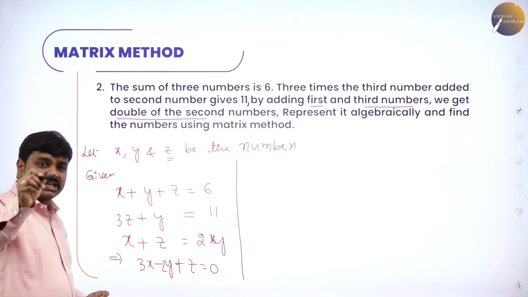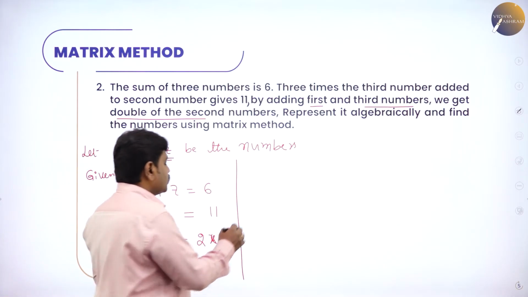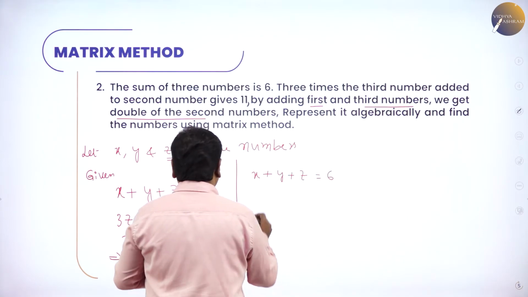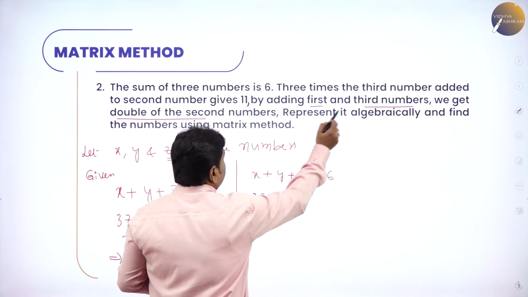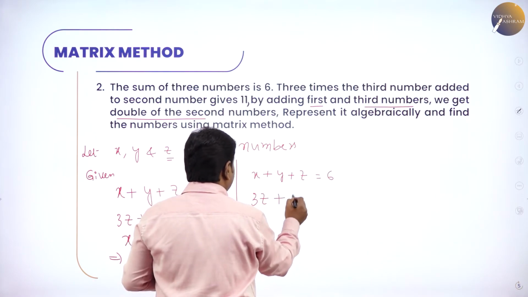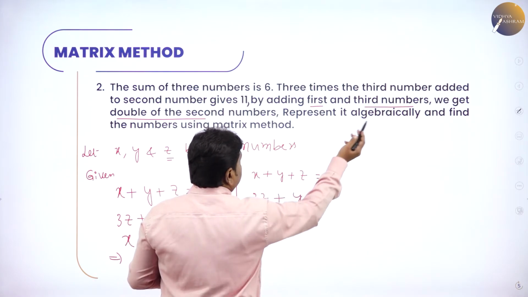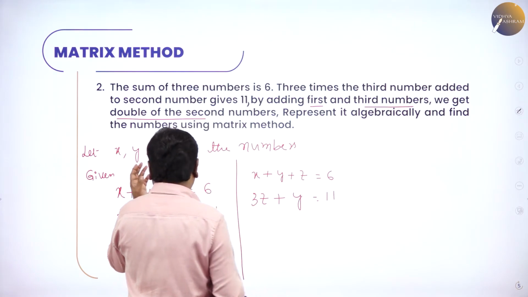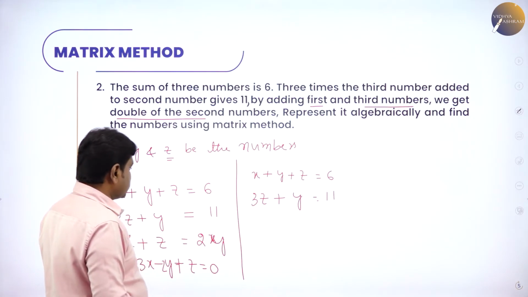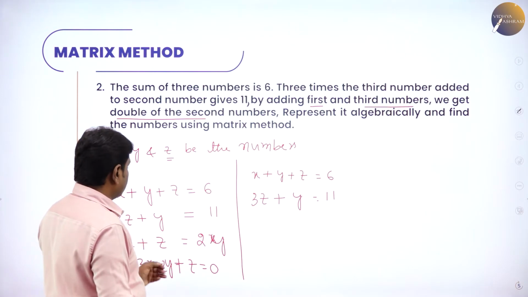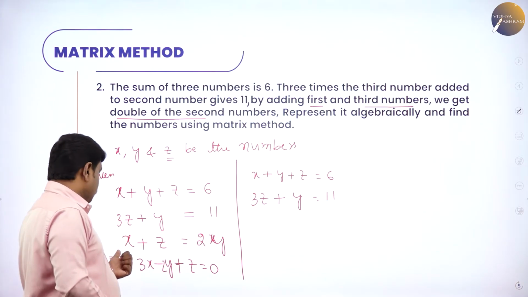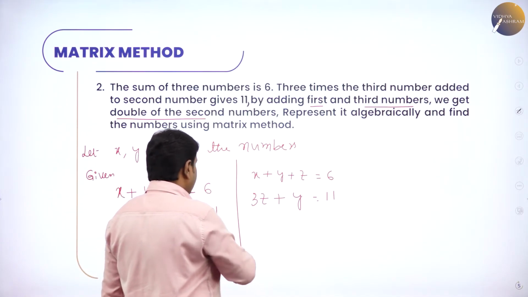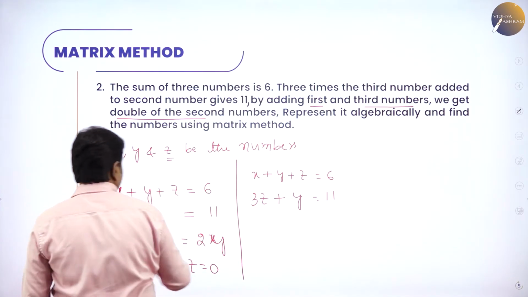They want you to represent it algebraically. We have done it. So sum of three numbers is 6, they told, so x plus y plus z is equal to 6, and they told 3 times the third number, means 3 times z added to y gives you 11. And then they told, x first number added to third number gets 2 times second number. First number is x, third is z. Now we rearrange to get the equations.